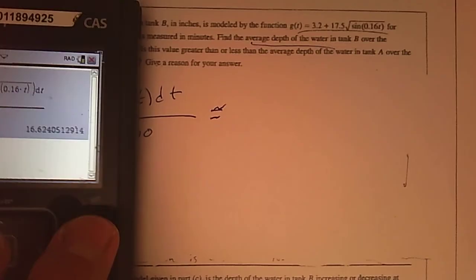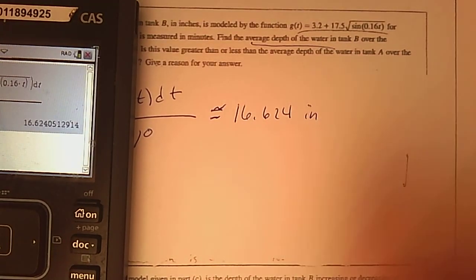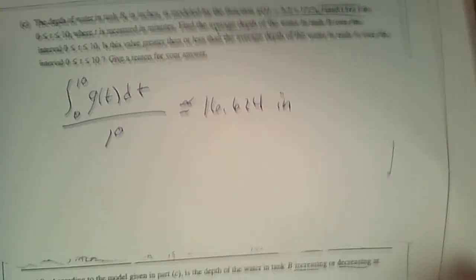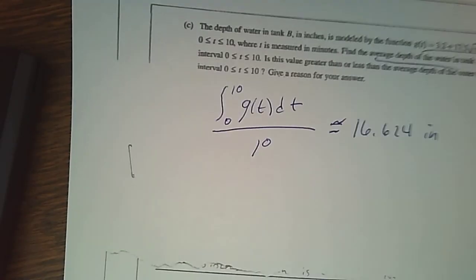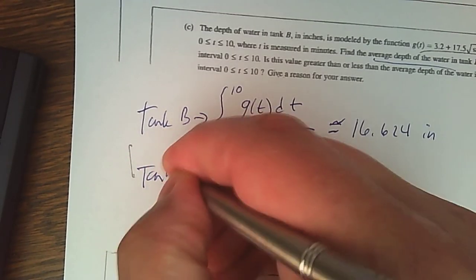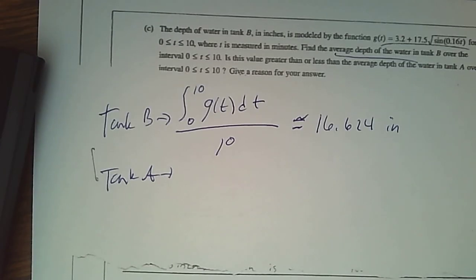And it's 16.624. So the average height of the tank for the first 10 minutes is just over 16.5 inches. That's for tank A, or tank B, I mean. You can label that. For tank A, what would we do to find the average height of the tank?